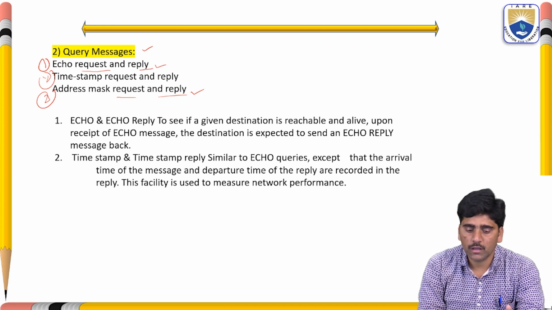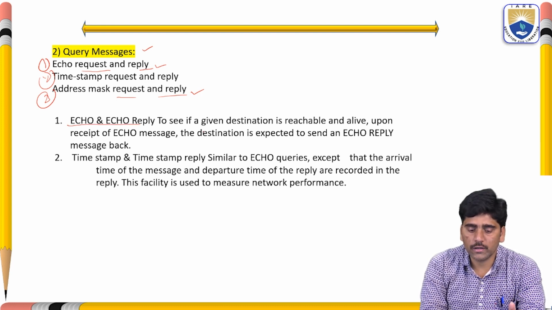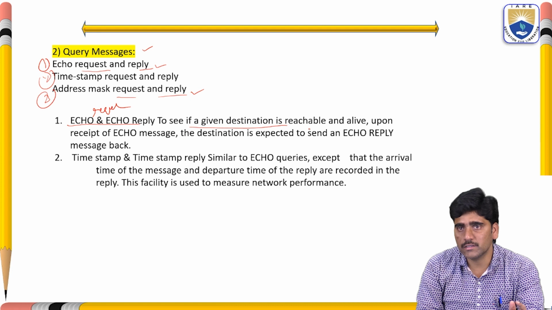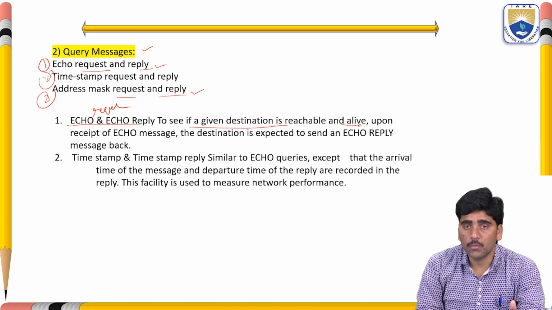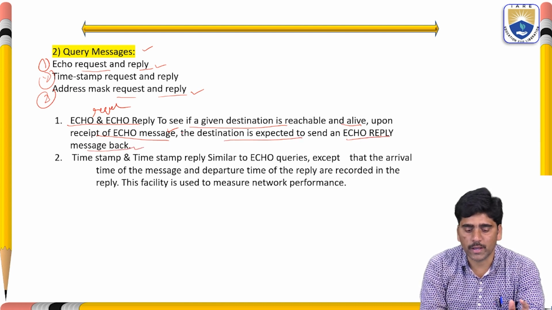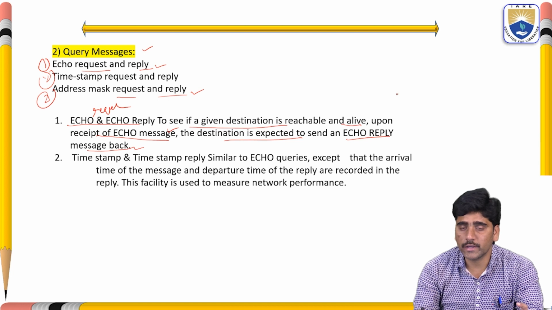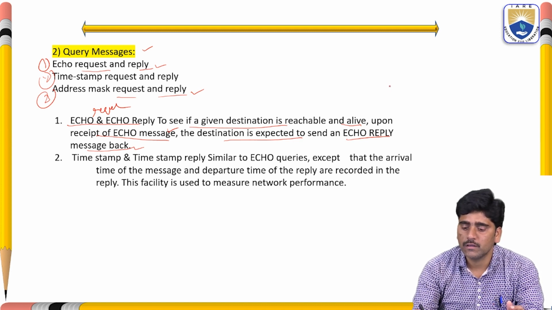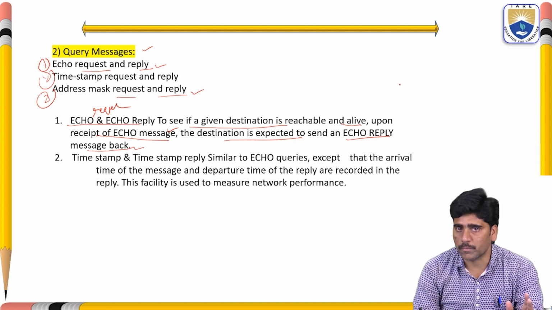So here we can see echo request and reply messages. Echo request and reply are used to see if a given destination is reachable and alive. Upon receipt of an echo message, the destination is expected to send an echo reply message back. So if you are searching for a particular target, and you want to know if the target is alive, then send an echo request message to the target. Automatically the target gives the echo reply message.